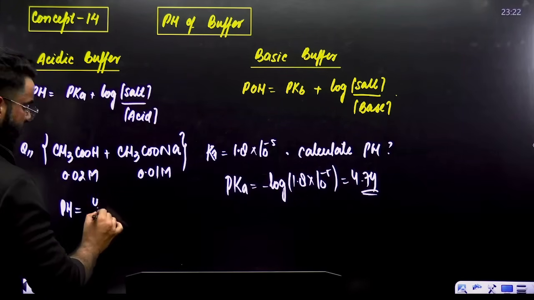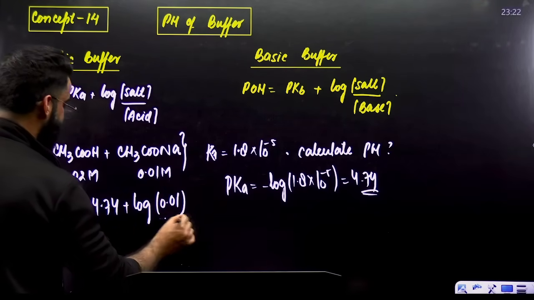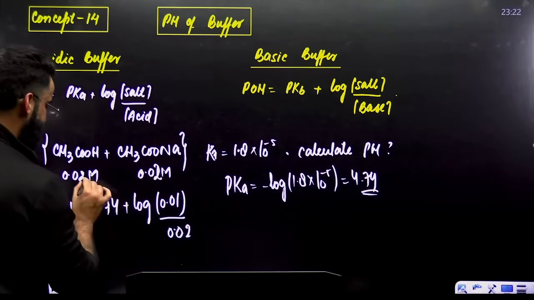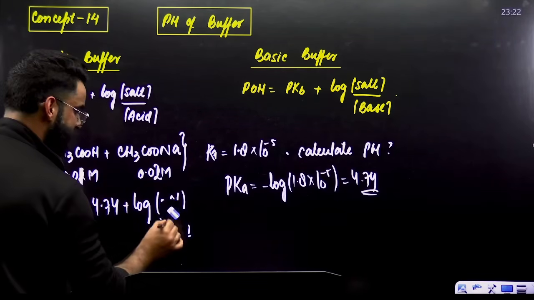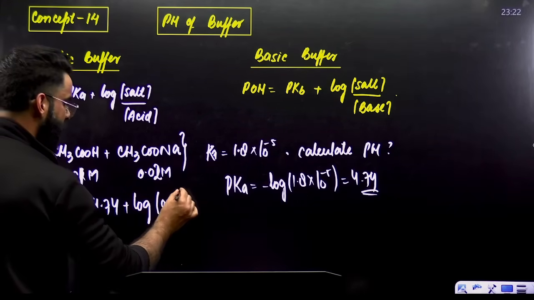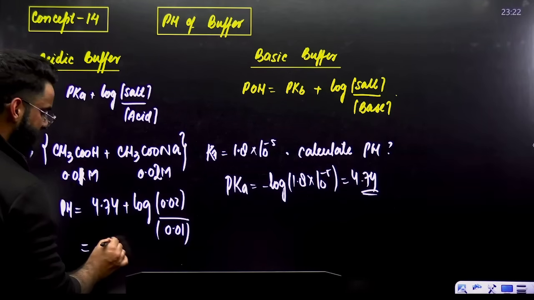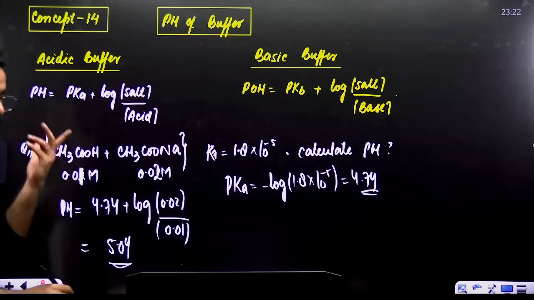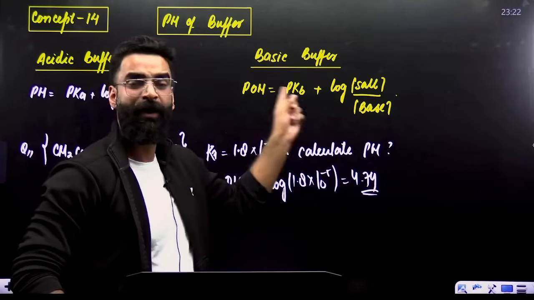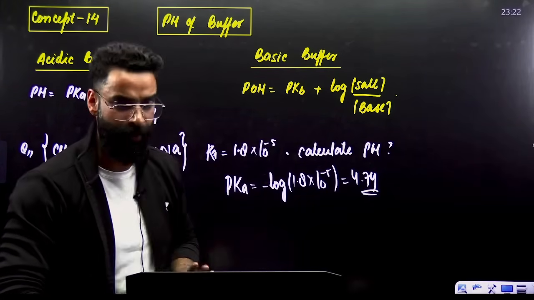So I would say it is 4.74 plus log of concentration of salt, which is 0.01, and concentration of acid, which is 0.02. Or you can just interchange the values, keep this 0.02, keep this 0.01, right? So the calculation will be a bit easy. So this will be log of concentration of salt, 0.02, divided by concentration of acid, 0.01. So this will be log 2. Log 2 is 0.3. The value comes out to be 5.04, right? So like this, you can directly solve the question based on pH of acidic buffer. If they give you the basic buffer, then use this formula and calculate pOH. And once you calculate pOH, you can calculate pH as well, which is 14 minus pOH, right?